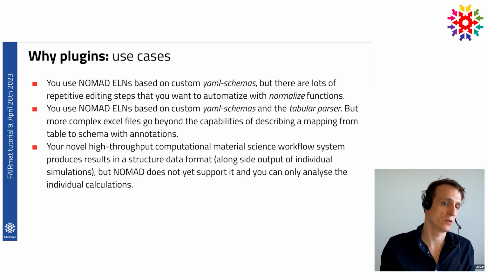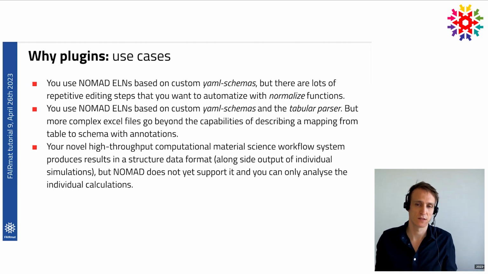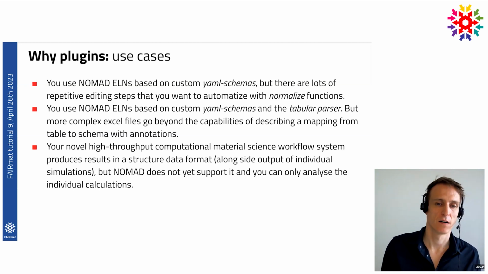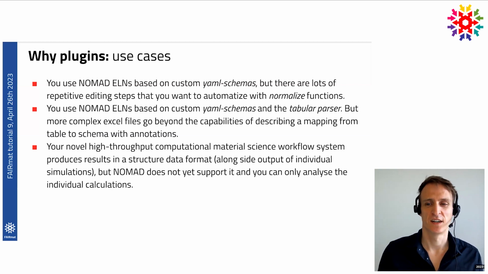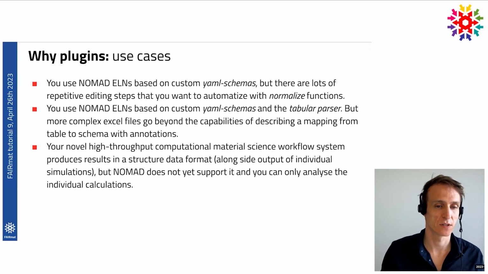Another example could be you're using Nomad ELNs and you are a user of our tabular parser. So you have lots of CSV files and Excel files and stuff like this that you want to get into Nomad, and it has worked fine so far for you. But now you have some Excel files that are a little bit more complex, where you have nested cells and all kinds of nasty stuff. And our descriptive predefined kind of parser isn't powerful enough anymore. And then plugins give you an opportunity to create your own Excel parsers, and Amir will show you how to do that.